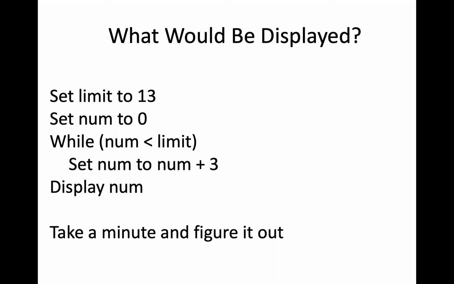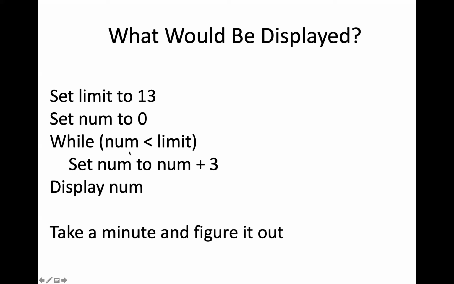Okay, so let's talk about what this program is going to display. Really, the only thing any of us can do to figure this out is to play the execution of the pseudocode program forward in our heads, or possibly in a mix of in our heads and on paper. So this one's easy enough. We're not going to need to write anything down. The first line, set limit to 13, is going to make a new variable limit and assign the value 13 to it. The second line sets a variable num to 0.